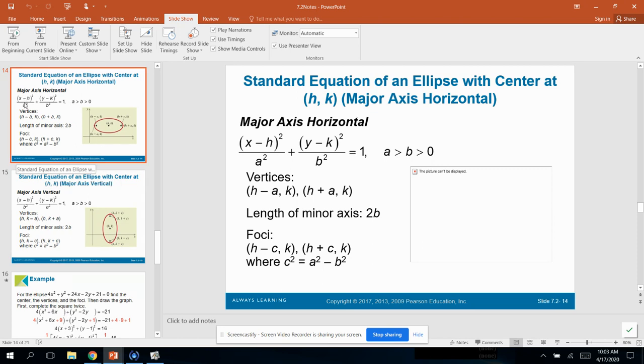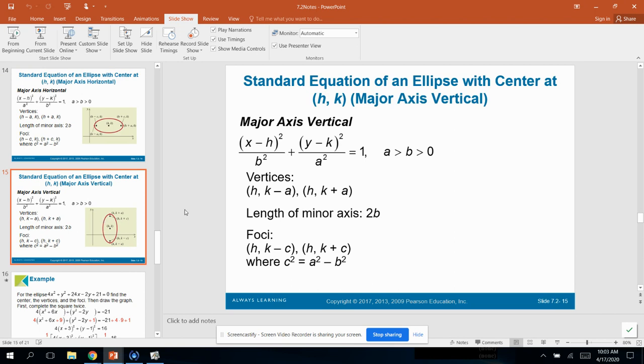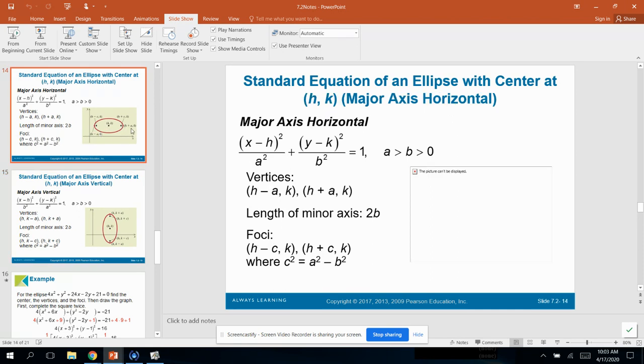Still the same things are true though. H, K is always the center. It comes from the x parenthesis, from the y parenthesis. A squared is the biggest number. It tells you the direction. So a squared here is under x, so it's going in this x direction. And if it's under the y, it goes up or down in the y direction. The focus comes from the c. A squared minus b squared equals c squared. And remember, we're thinking about Stewie from Family Guy, and his eyes would be the focus.